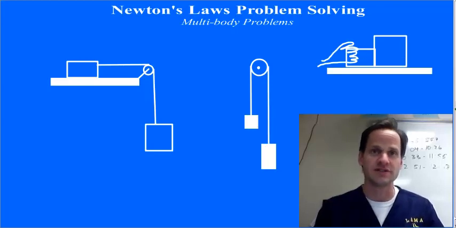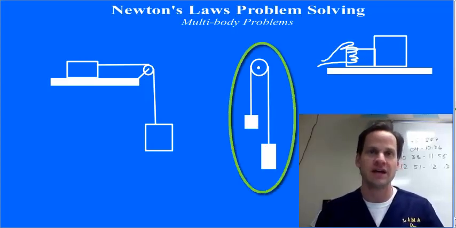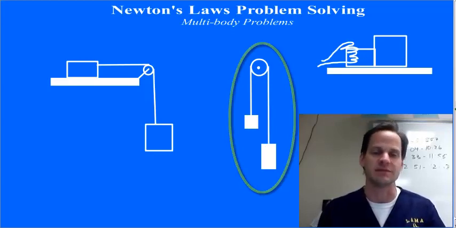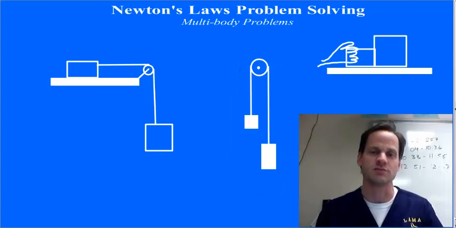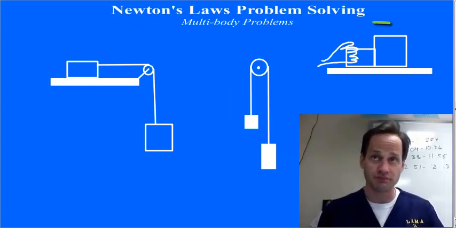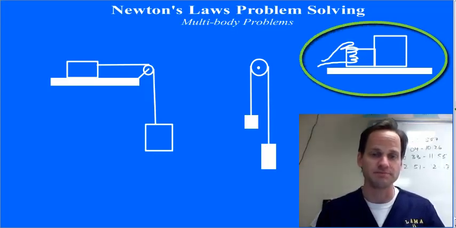The one in the middle is actually referred to as an Atwood's machine. And sometimes I call the one on the left a modified Atwood machine, because it's basically moving in the same way, except one is moving horizontally and one is moving vertically. And then on the right we have another multi-body problem.